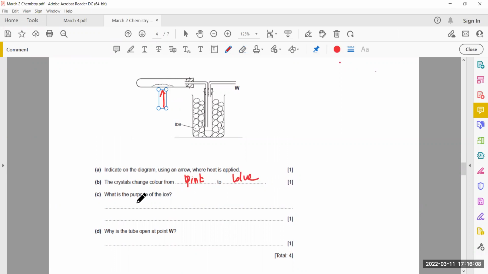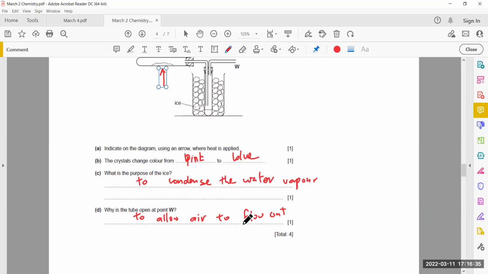What is the purpose of the ice? To condense the water vapor. Okay. Why is the point at W open? To allow air to flow out. Okay, all right, I think this is pretty easy.